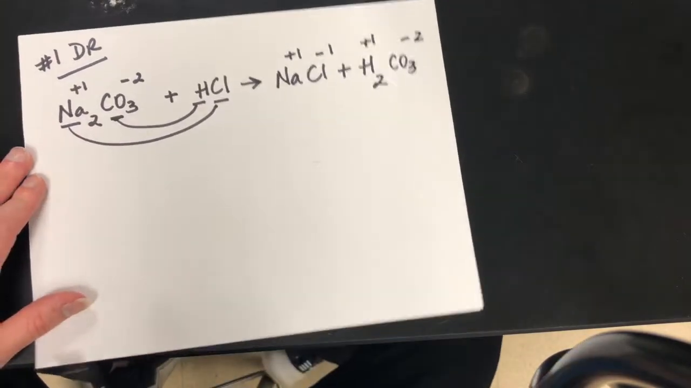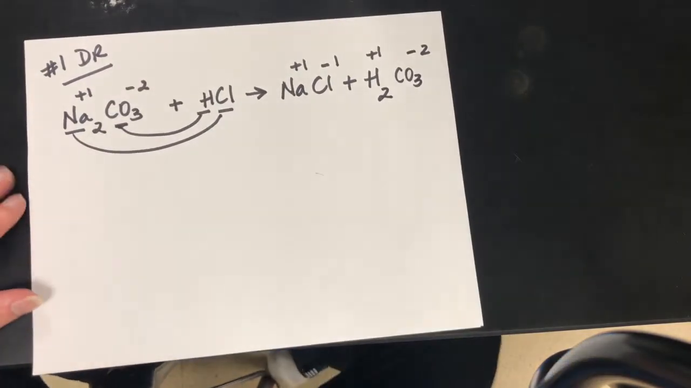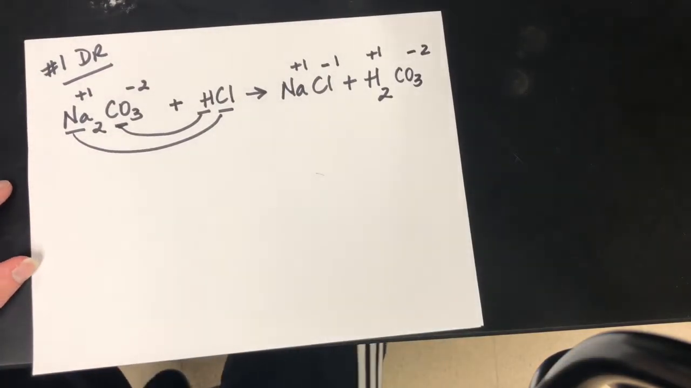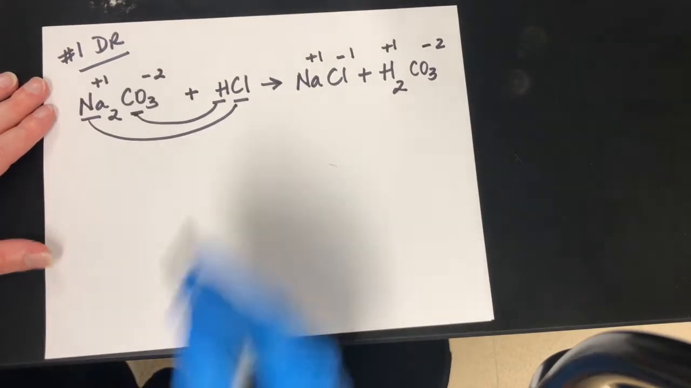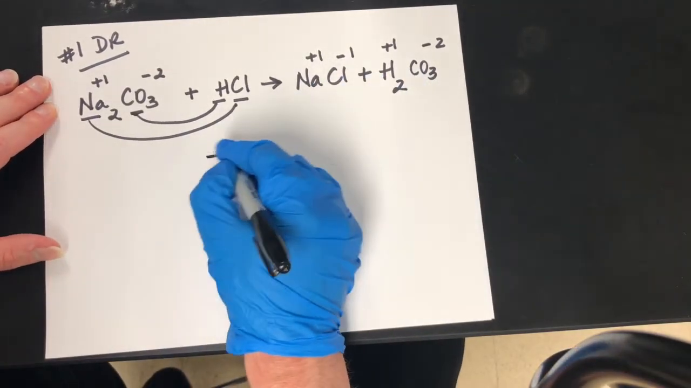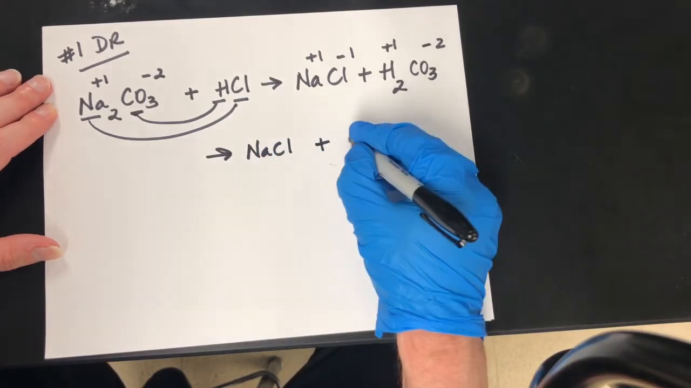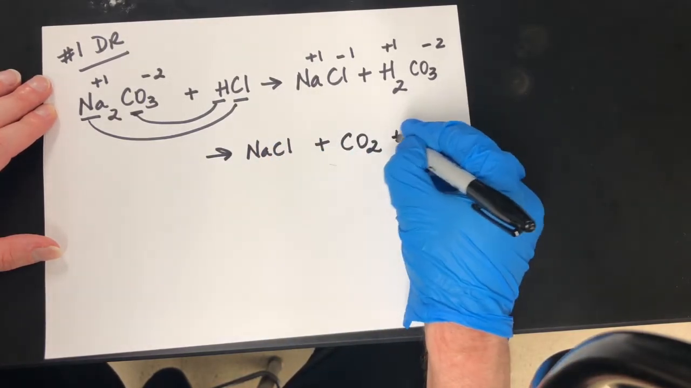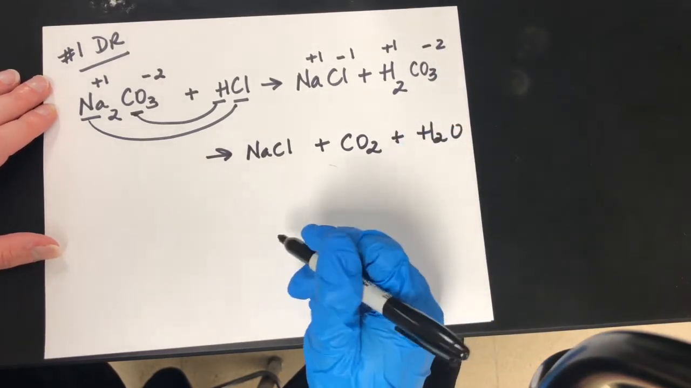Now, whenever we have H2CO3, that's carbonic acid. So if we think about carbonic acid, we're going to be talking about like our sodas and our carbonated beverages. So what happens is it's actually going to look like this. NaCl plus CO2 plus water. Okay, so this carbonic acid breaks down.